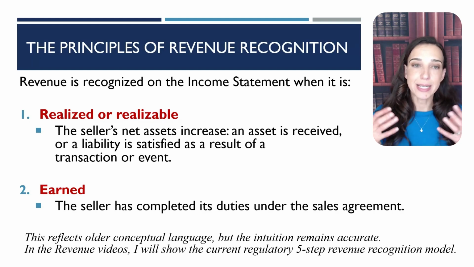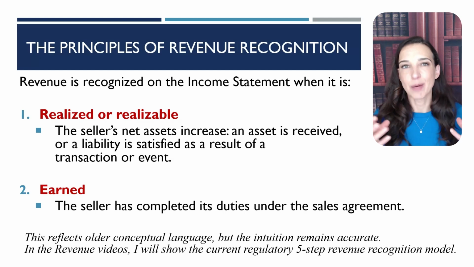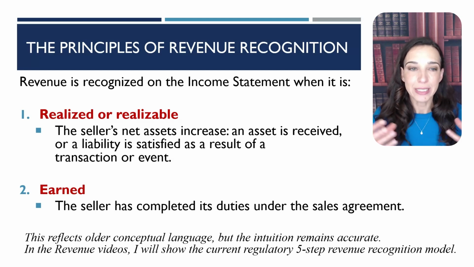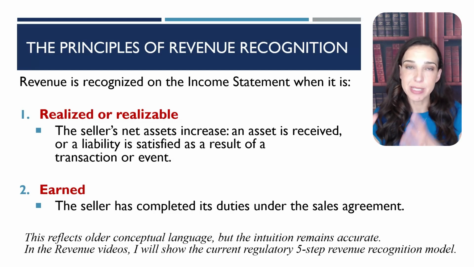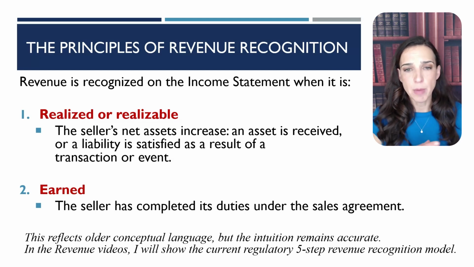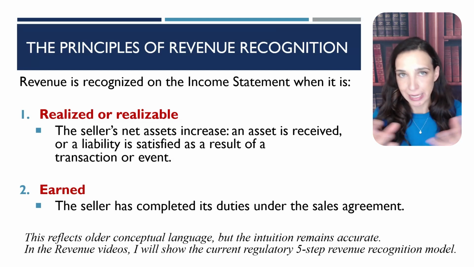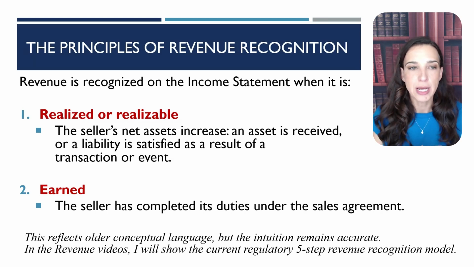It means that we expect a payment at some point. The net assets need to increase. A liability needs to be satisfied or an asset needs to be received. We'll get into more detail of this when I do a series specifically on revenues. But typically, if you're doing business with a customer, you expect to be paid. That's kind of not a concern.